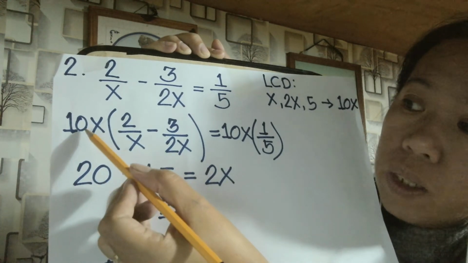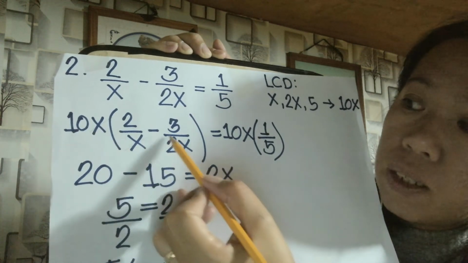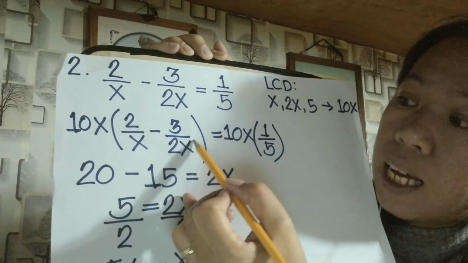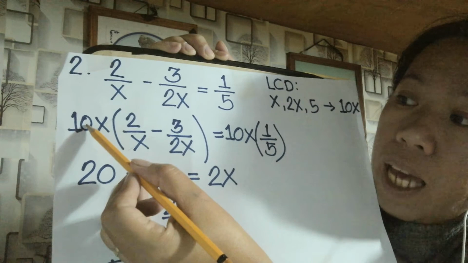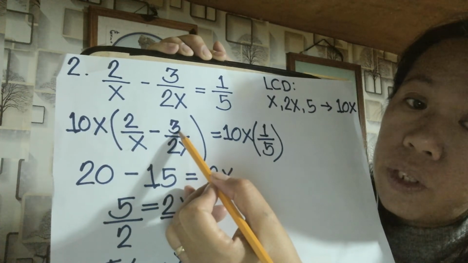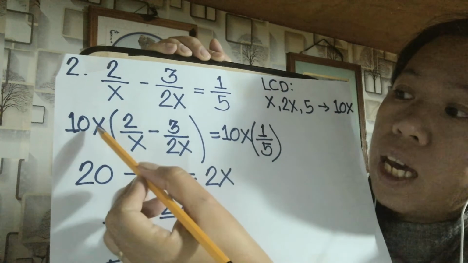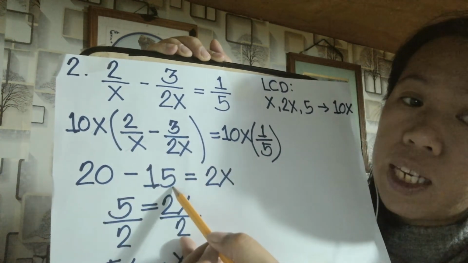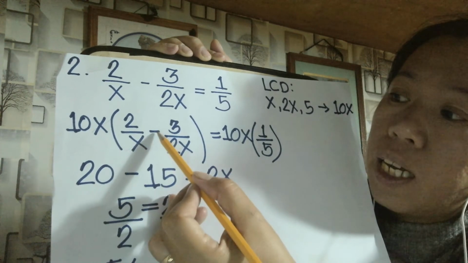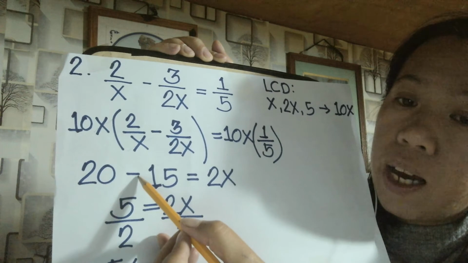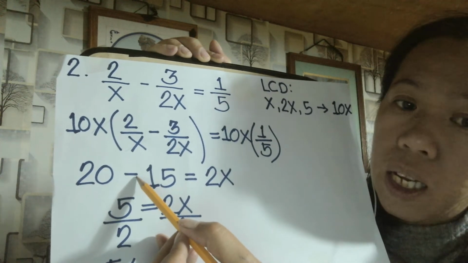Then you are also going to distribute 10x on the second term. So again, x and x cancelled. 10 times negative 3 will give you 30. And 30 divided by 2, that's how we got 15 here. And you have a negative sign times a positive, so you carry out the negative sign.